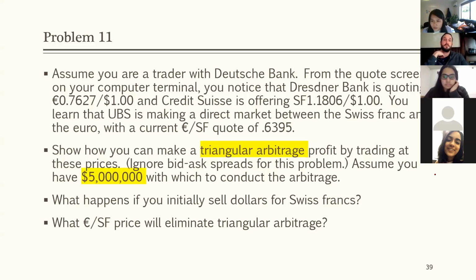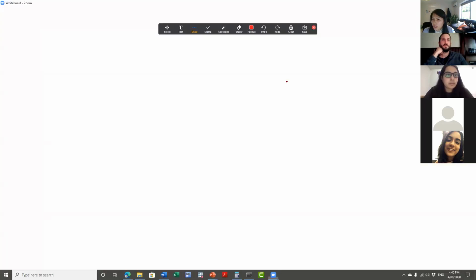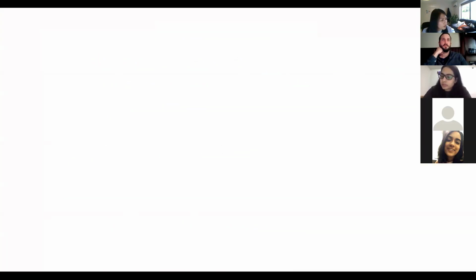So let's go through the first part of the question together. Let me summarize the information on the whiteboard for you. So here you're a trader and you observe on the screen. The first one is Dresdner Bank. It must be a German bank. I'm just going to say DB. So here they trade the euro and the dollar. So 1 USD is equal to 0.7627 euro.